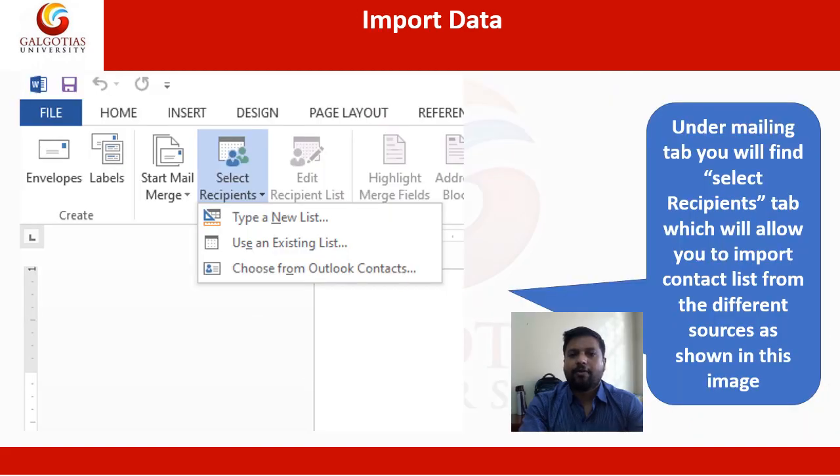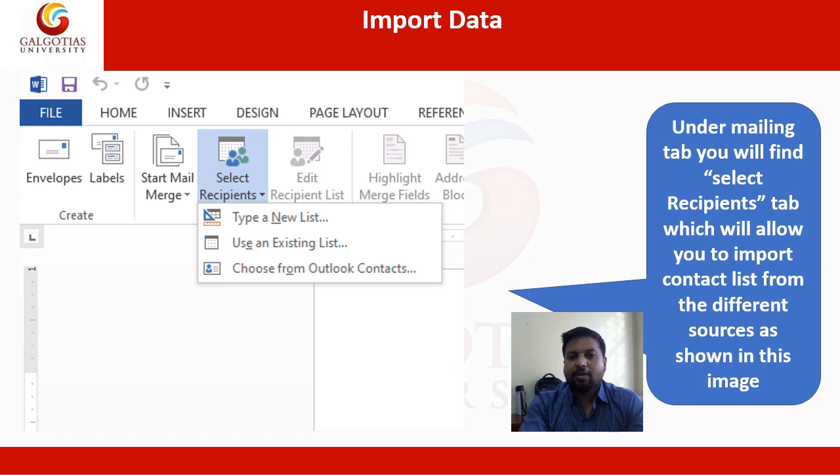So now our letter is ready and our list has been saved. Now it's time to import that list. So we are going to import that data. After clicking on mailings, we have a tab named select recipients. That means to whom you want to send the letter, so you can select those recipients.